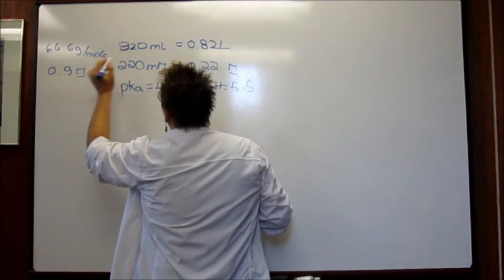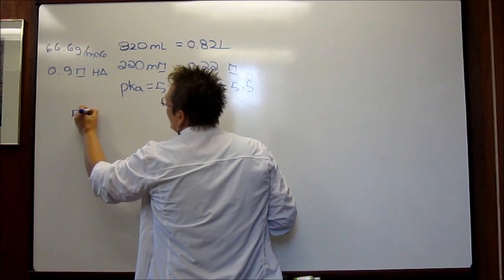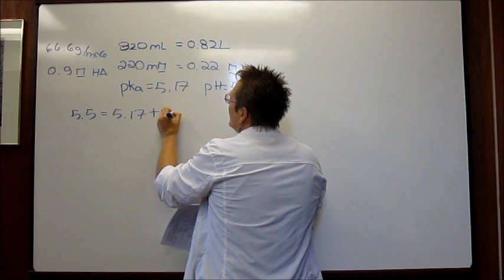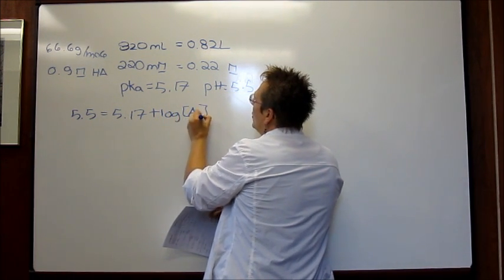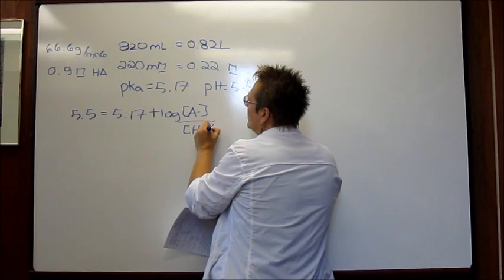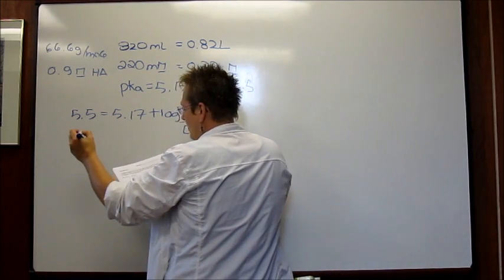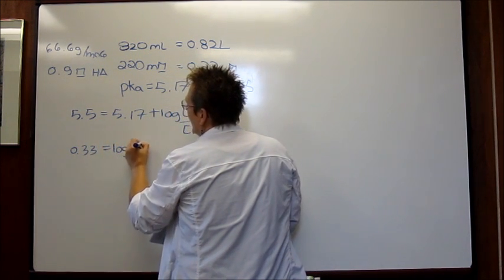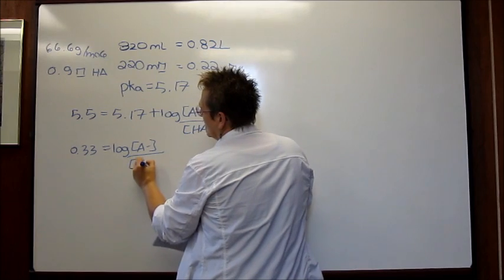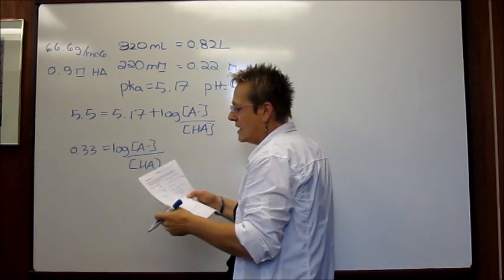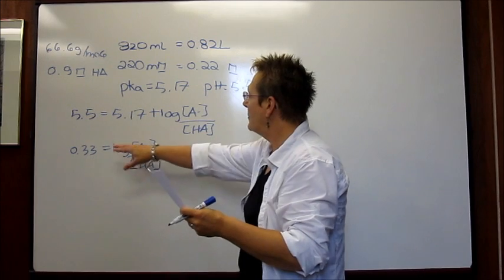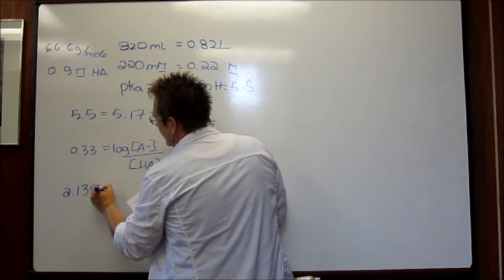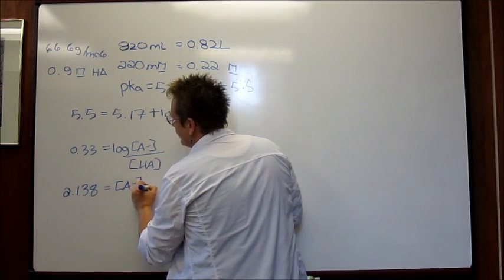So we have our pH of 5.5 equal to the pKa, 5.17, plus the log of A- over HA. Okay, that makes that value 0.33 equal to the log of A- over HA. And when we take the anti-log, or 10 to the 0.33, we end up with a value of 2.138 as the ratio of A- to HA.